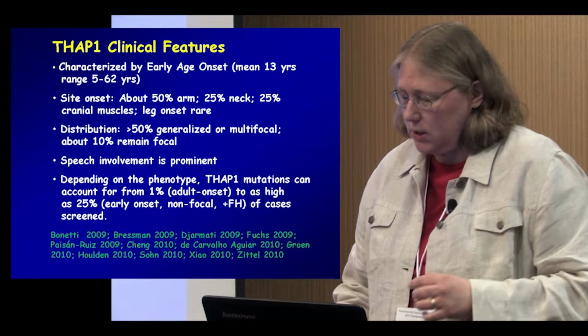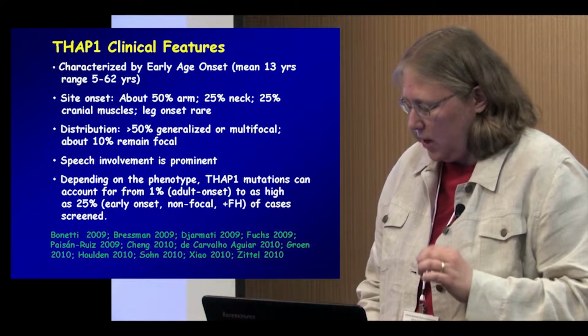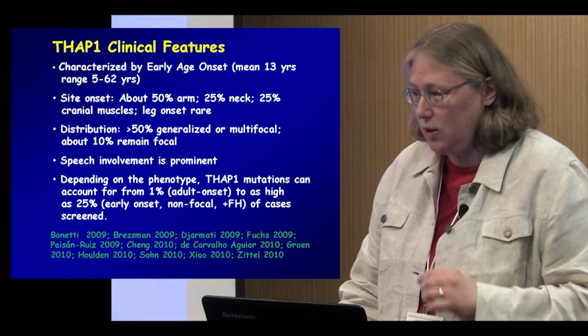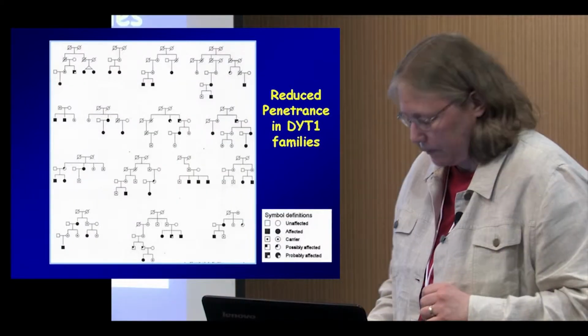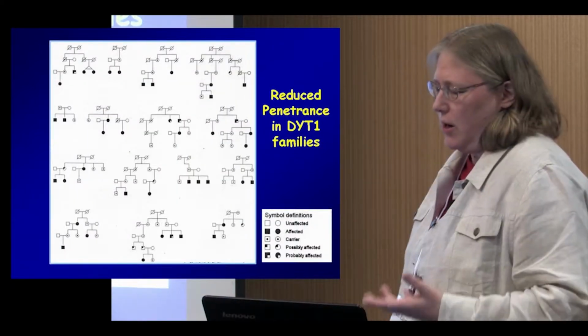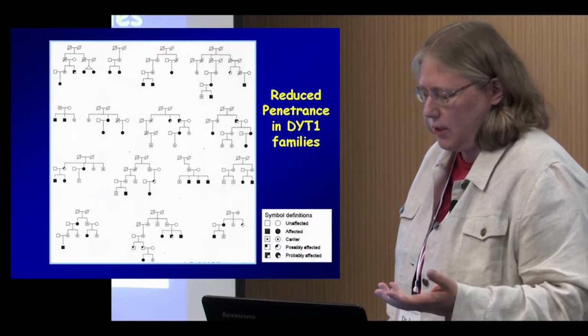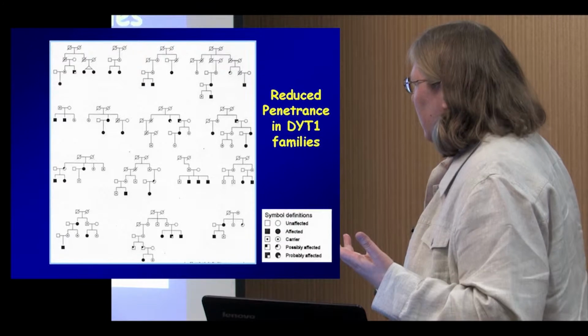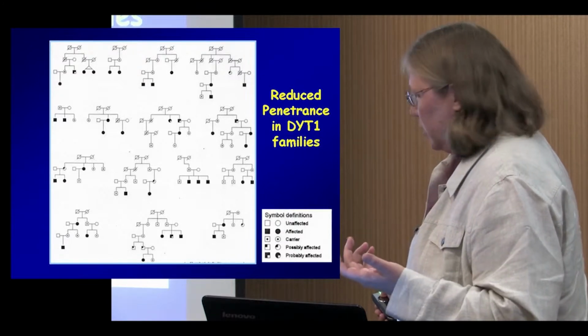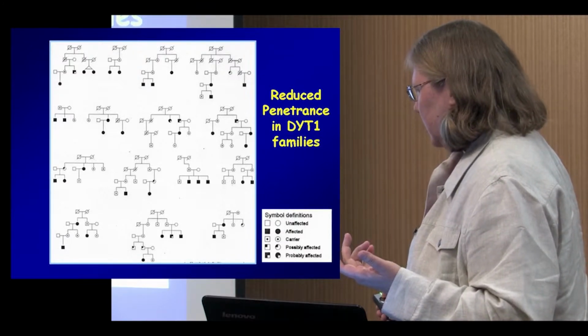So this again tells us that there can be a genetic mutation that by itself causes spasmodic dysphonia. The other genetic concept I want to talk to you about is something called reduced penetrance. So this is the other gene, DYT1 dystonia, for early onset dystonia.